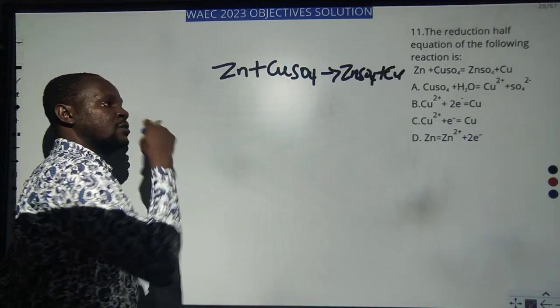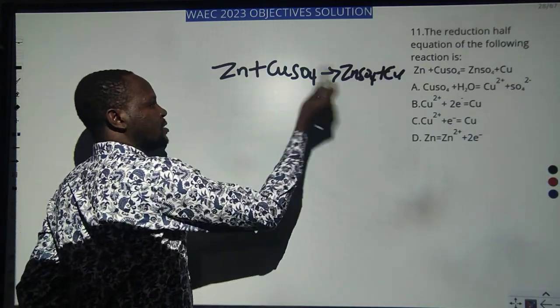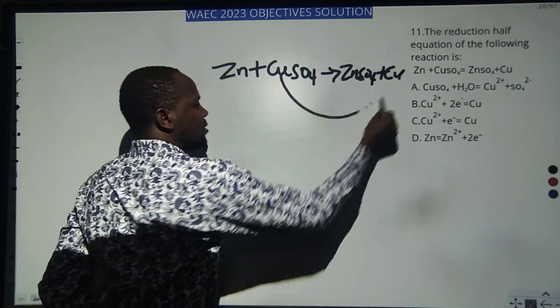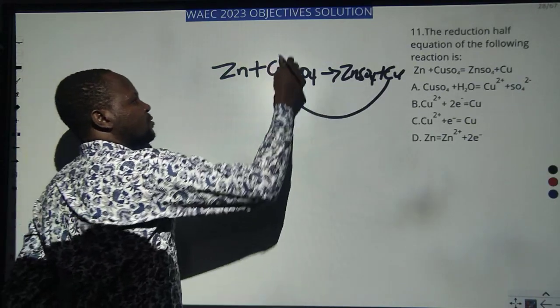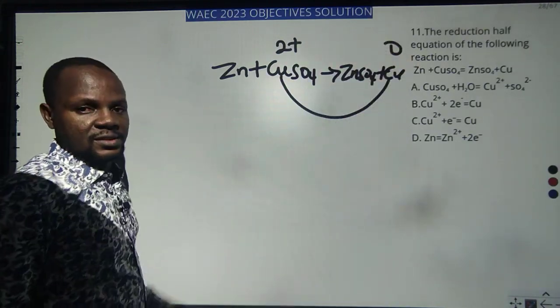Which of these is reducing? Reduction is removal of oxygen. Oxidation is addition of oxygen. This one is reducing. The oxidation state of this is 2+. At the end of the reaction, it is in a free state, which is 0.